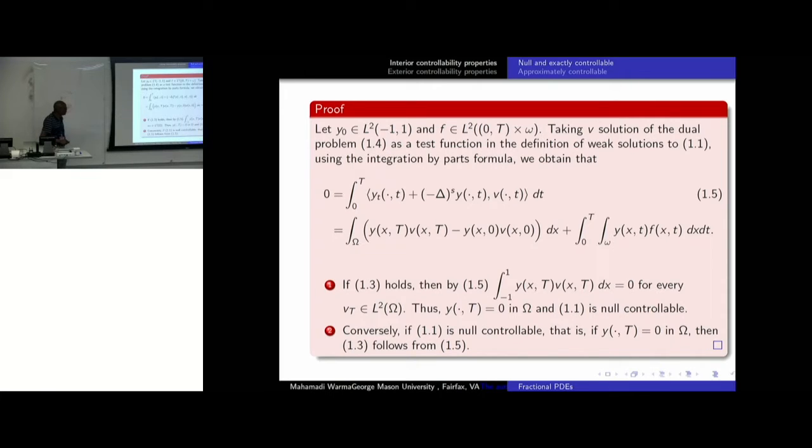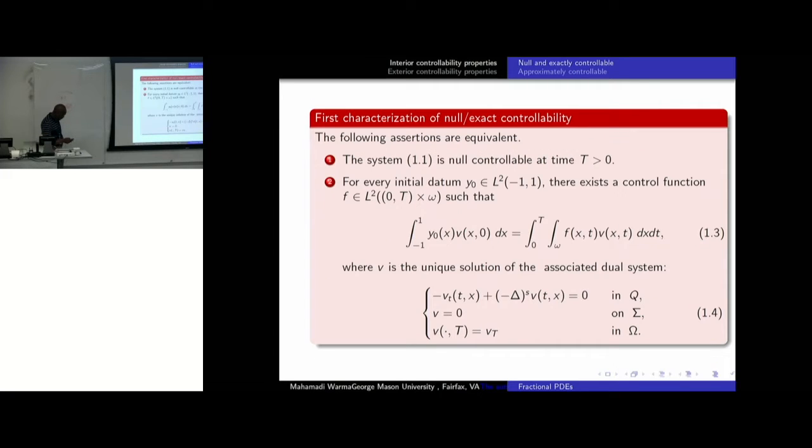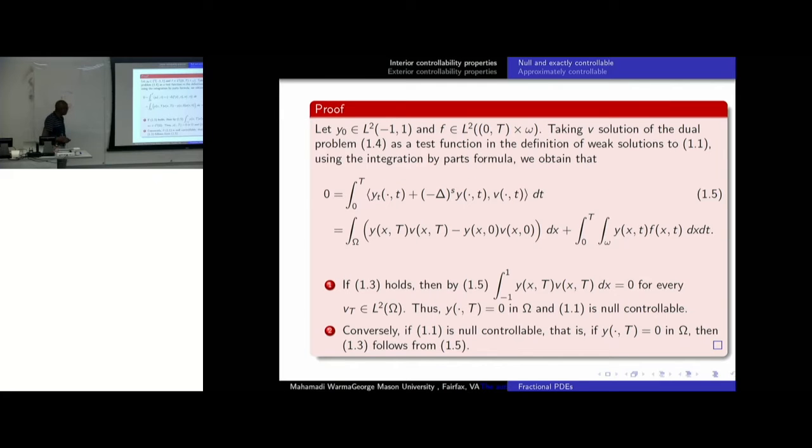Then if we know that conditions 1 and 3 hold, this equality will give us that this integral is 0 for every v_T in L2, because this term minus this term is 0. Then we just got that this is equal to 0, and the fundamental lemma of calculus of variations says that y of T is 0. Then we have null controllability.